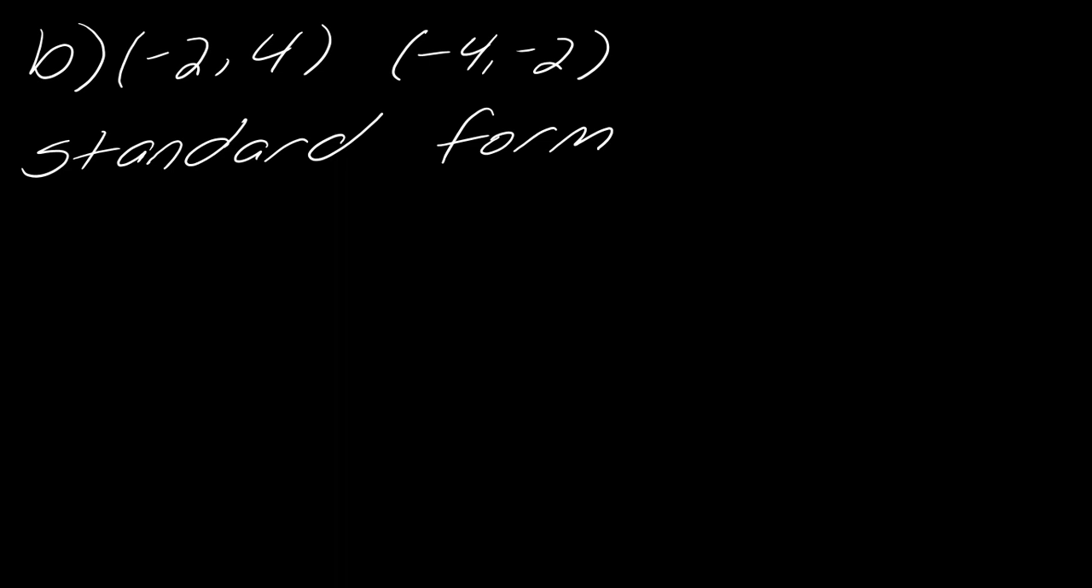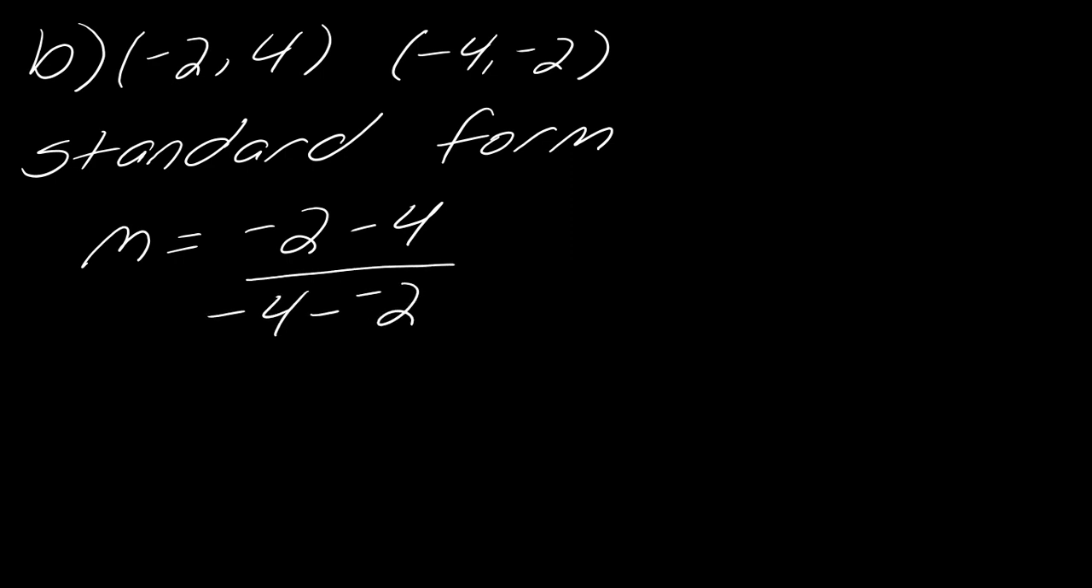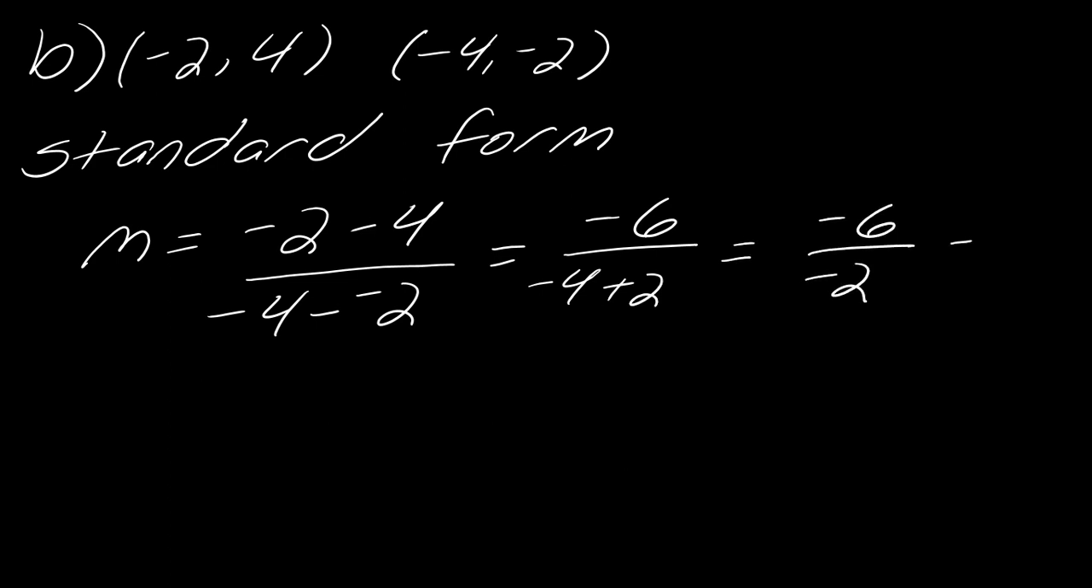Okay, so now let's do another one, but now I want to have this in standard form. So hopefully you have that on your little list of formulas there. So we know that we need to start by finding the slope. So I'm going to go ahead and plug in these points. I'm going to take negative 2 minus 4 over negative 4 minus negative 2. All right, so if I work all that out, I get negative 6, and then this will be negative 4 plus 2. So this is negative 6 over negative 2, so that equals 3. So I have a slope of 3.